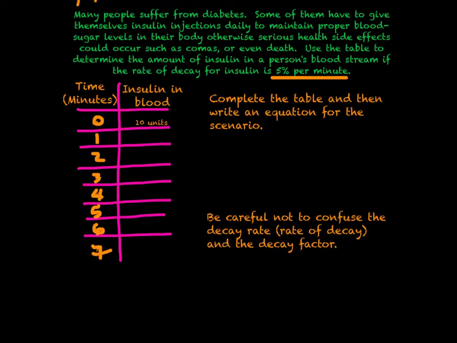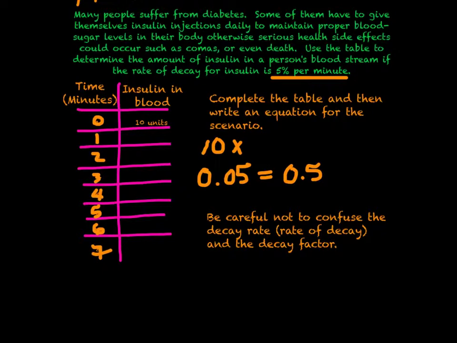At 0 minutes, if we first inject ourselves with 10 units of insulin, after 1 minute, we are now no longer at that 10 units. So let's understand what's going on. Let's complete this table. If I have 10 units in my body, I need to figure out what 5% of that is. So 5% can also be written as 0.05, essentially as a decimal. And if I multiply those two things together, I should be able to find out what 5% of 10 is, which is 0.5.